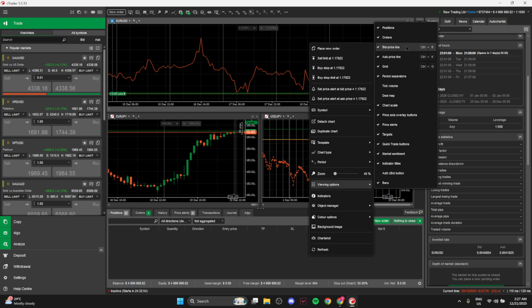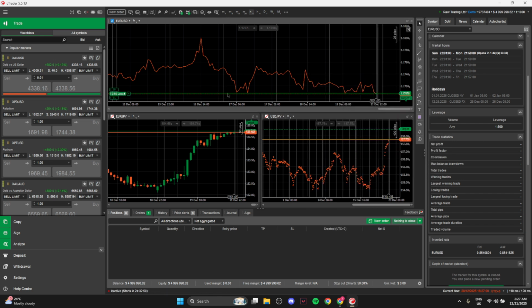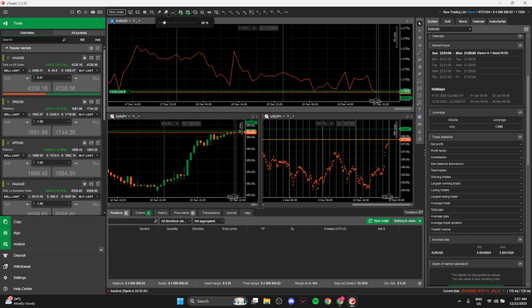With the ask line visible, you'll see the spread directly on the chart in real time. Watch how it changes around news releases, market opens, or during low liquidity periods. The tighter the distance, the smaller your cost to enter a trade. The wider it gets, the more careful you should be with stops and order timing.